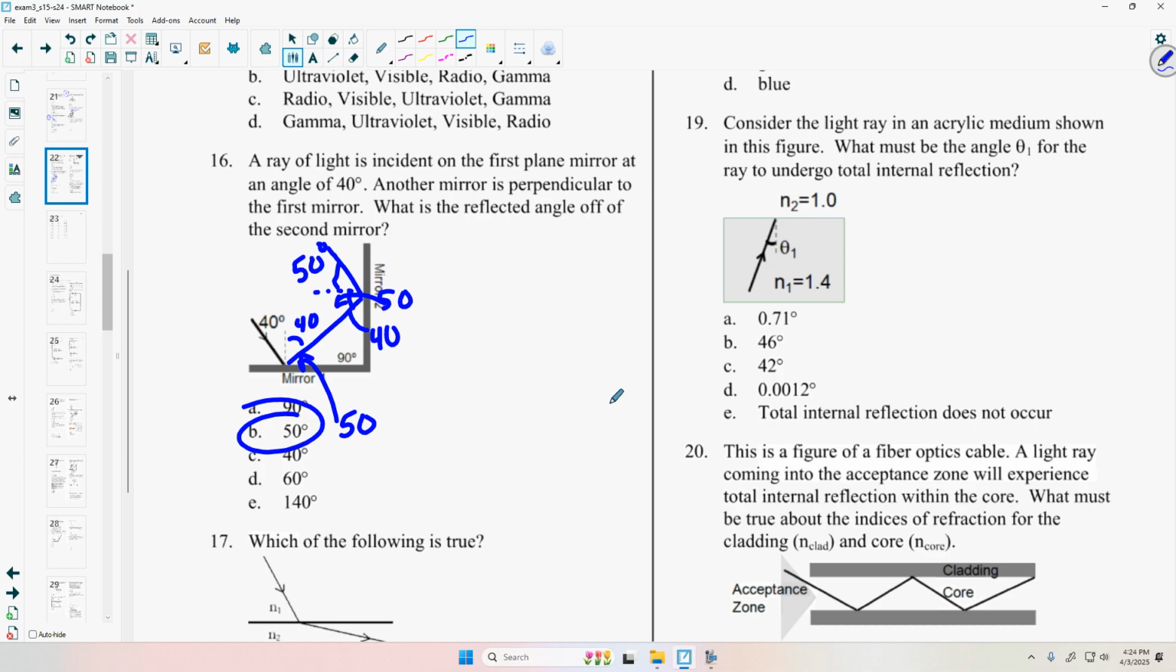To which one? No, we haven't done any at like 20. There will be some total internal reflection stuff. Well, I mean, let's just take a moment.